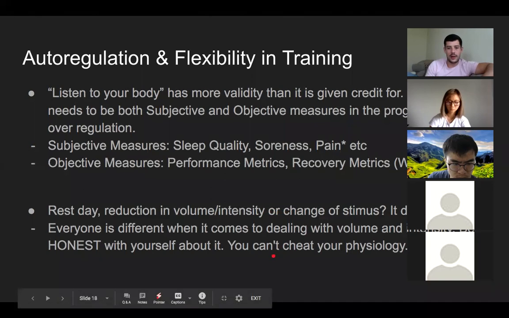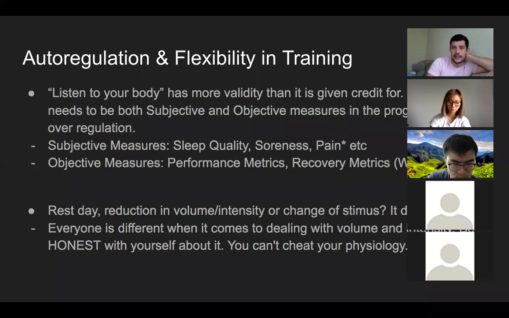The important thing to remember is everyone is really different when it comes to dealing with volume and intensity. You have to be honest with yourself with that one. It's quite easy just to see other people do stuff and go, I can do that too. I've fallen into this trap many times, where you see top level athletes training 3 times a day and they're recovering from it and they're fine. They don't take a day off.